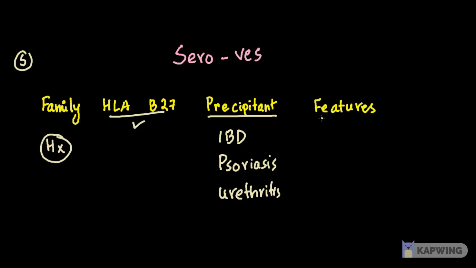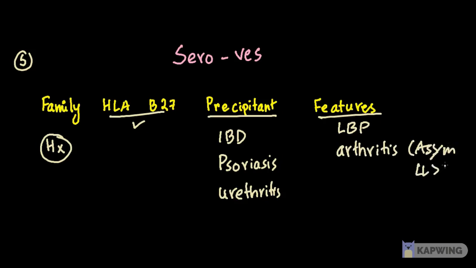What are the features? The features are spondyloarthritis. So the patient will have back pain, usually low back pain. It's an inflammatory low back pain. The patient may also have arthritis of other joints, and usually that arthritis is asymmetric, and usually involves lower limb more than the upper limbs. The patient can also have something called sacroiliitis. There will be involvement in the sacroiliac joint, so sacroiliitis.